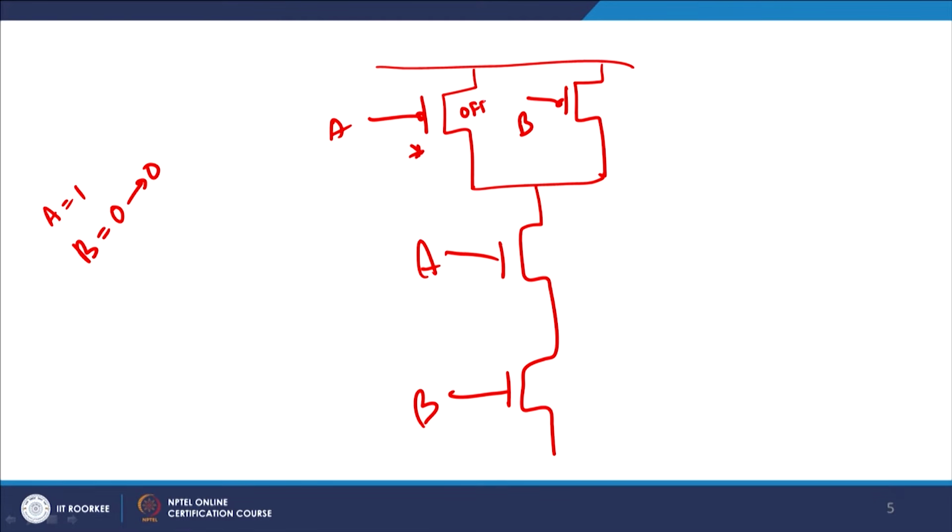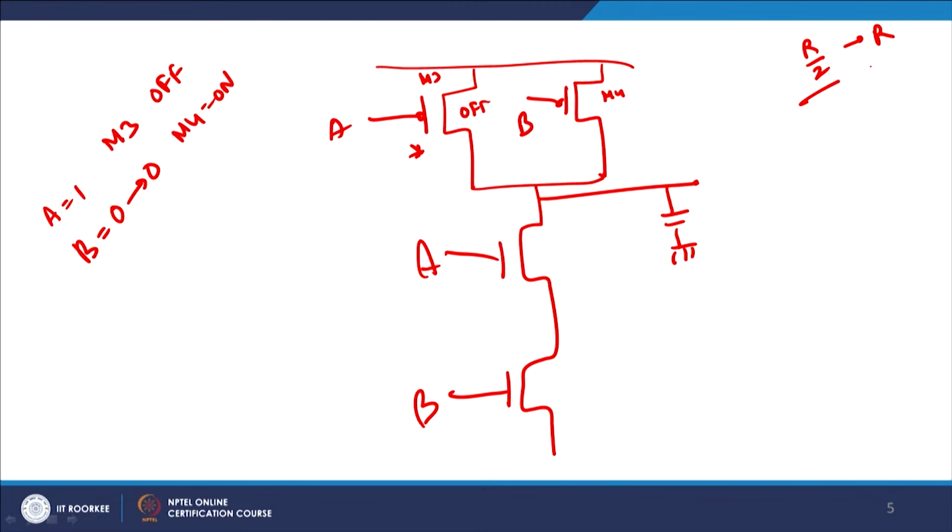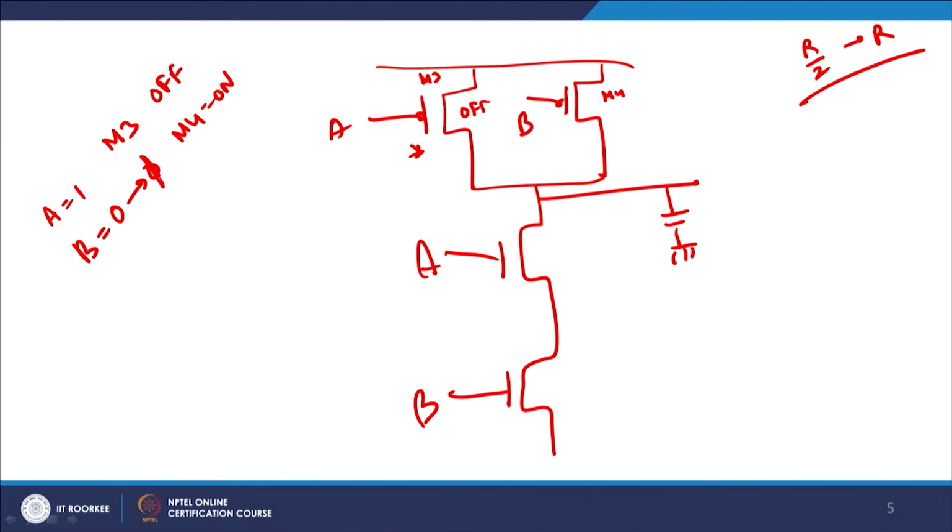A equals 1 primarily meaning this was cut off. So, this was off. What happens is that M3 will be off, but M4 will be on, and therefore there will be a charging of CL, but this charging of CL will be much weaker as compared to the first case, because there is only one path available and the resistance which was initially R by 2 has now become effectively equal to R. So, by applying an initial voltage of 0 and then going from 0 to 1, we have ensured that M3 is initially off, and the charging path is basically this one, right.